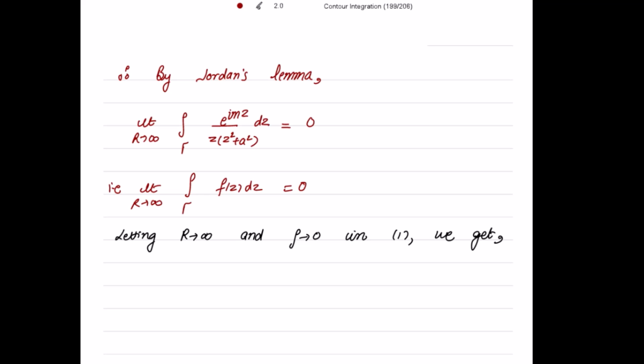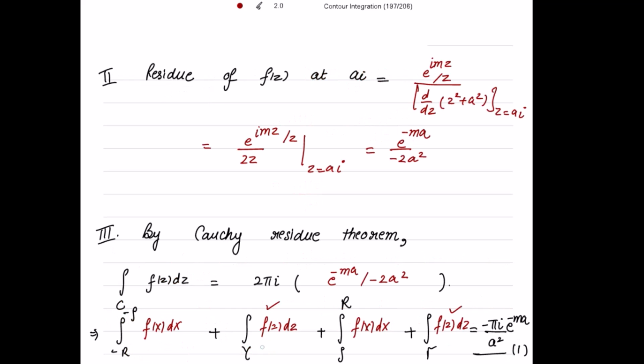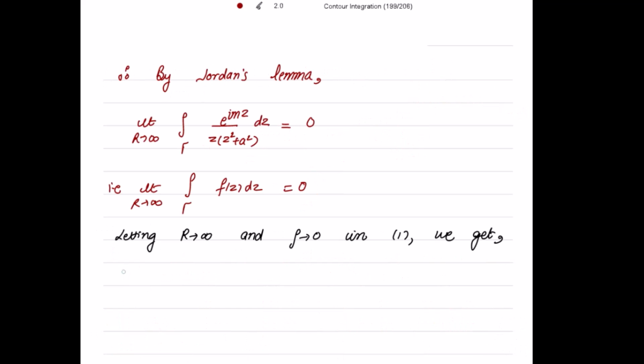Now letting r tend to infinity and rho tend to 0 in 1, we get the first integration from minus infinity to 0. Then we put the value of the integral over the semicircle, and then add the integral from 0 to infinity, which is 0. So this becomes the integral from minus infinity to 0 of f of x dx, plus the semicircle gamma integral we calculated, minus pi iota over a square, plus the integral from 0 to infinity of f of x dx, which is 0. So this is equal to minus pi iota over a square e to the power negative ma.